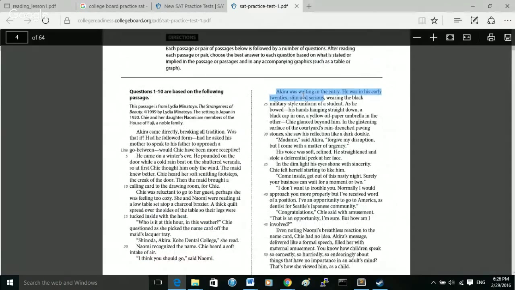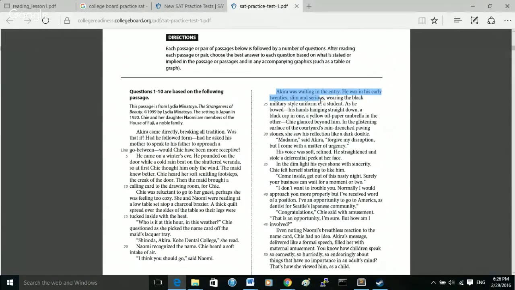Akira was waiting in the entry. He was in his early 20s, slim and serious, wearing the black military-style uniform of a student. As he bowed, his hands hanging straight down, a black cap in one, a yellow oil paper umbrella in the other. She glanced beyond him. In the glistening surface of the courtyard's rain-drenched paving stones, she saw his reflection like a dark double. Madam, said Akira, forgive my disruption, but I come with a matter of urgency.